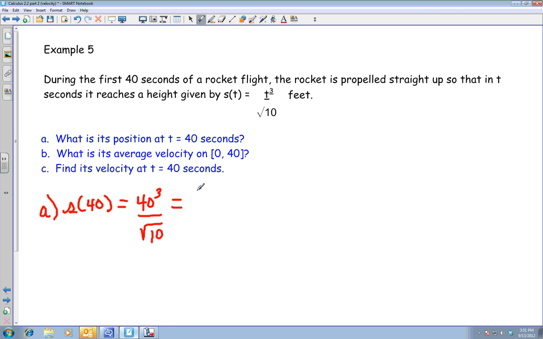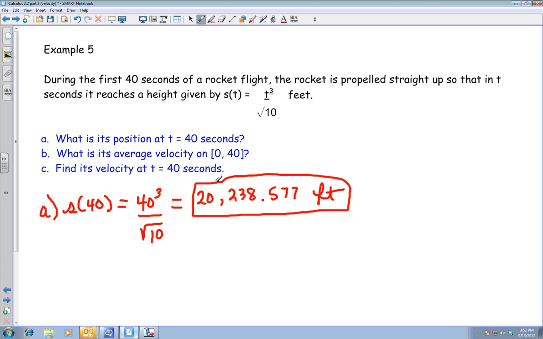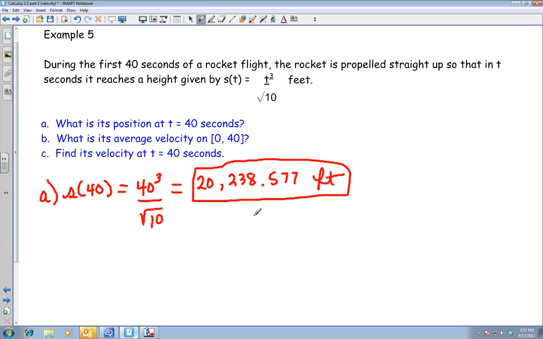And when you put that in your calculator, you get 20,238.577 feet. You will always go 3 decimal places. Makes sense that I have a positive number because it's shooting up. Makes sense that it's a pretty big number. If it's a rocket going up, after 40 seconds, it's over 20,000 feet high.